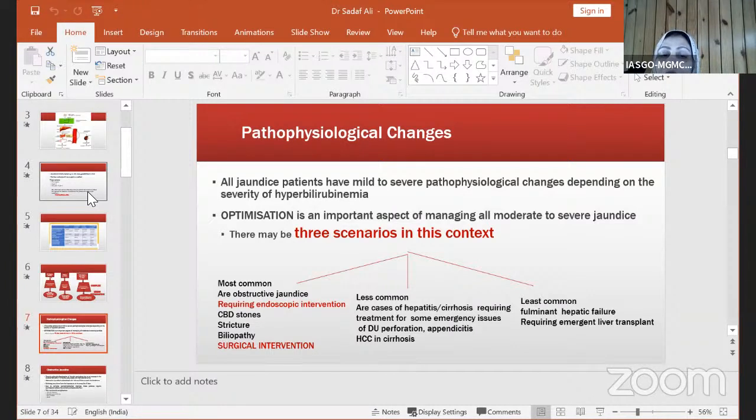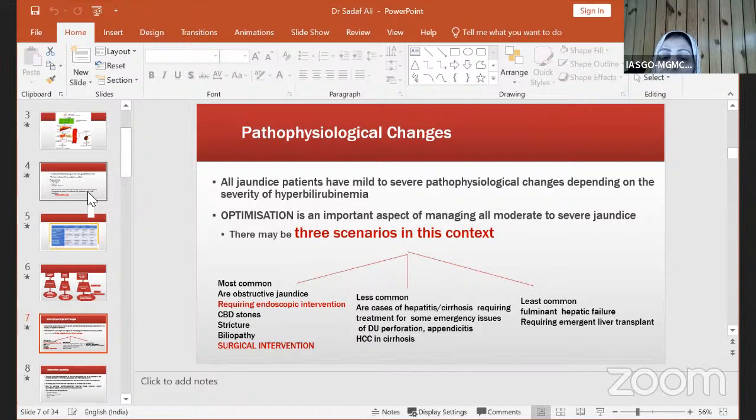So optimization of these patients is very important, especially once there is moderate to severe jaundice. The most common scenario in these patients would be obstructive jaundice requiring endoscopic clearance of stones, stricture dilatation, deployment of stents in biliopathy or advanced malignancy. And in a subset of patients where the disease is operable, you need to go for surgical intervention and remove the tumor in the ampullary, periampullary, or CBD area, even liver resections.